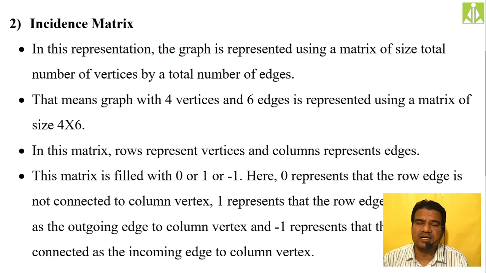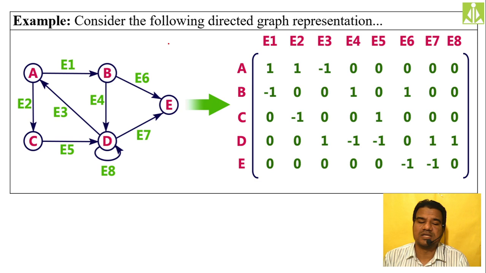So if there is a directed link from A to B, we should put 1. If there is no edge, put 0. And minus 1 represents that the row edge is connected to an incoming edge. If there is an incoming edge, put minus 1. If there is an outgoing edge, put 1. And if there is nothing, put 0. So very simple, you just understand that one.